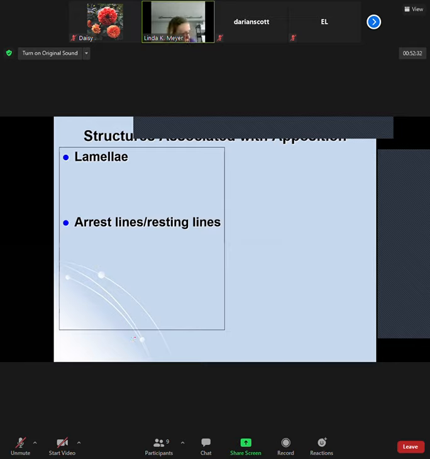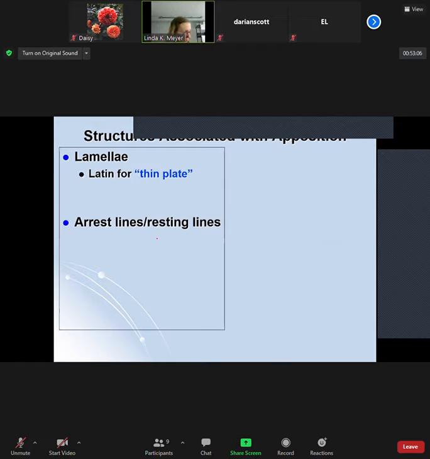And we're going to look at structures that are specifically associated with apposition, the layer by layer formation of the bone in the two-step process. Okay. Last week I already told you that there are lamellae in bone, and then we're going to add another structure. There are what are called arrest lines or resting lines.